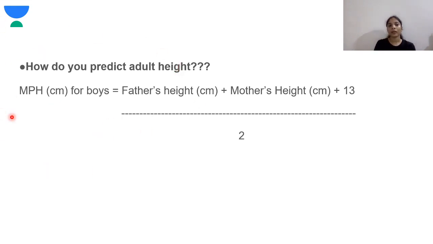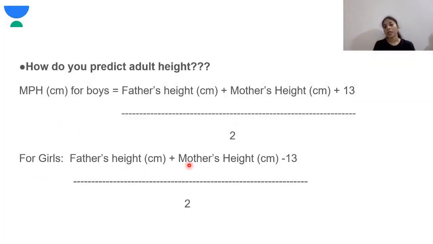Adult height is predicted by the mid-parental height. For boys it is father's height in centimeters plus mother's height in centimeters plus 13, divided by 2. For girls it is father's height plus mother's height minus 13, divided by 2. The 13 is basically the average difference between a man and a woman. Each of these can have a variation of plus or minus 6.